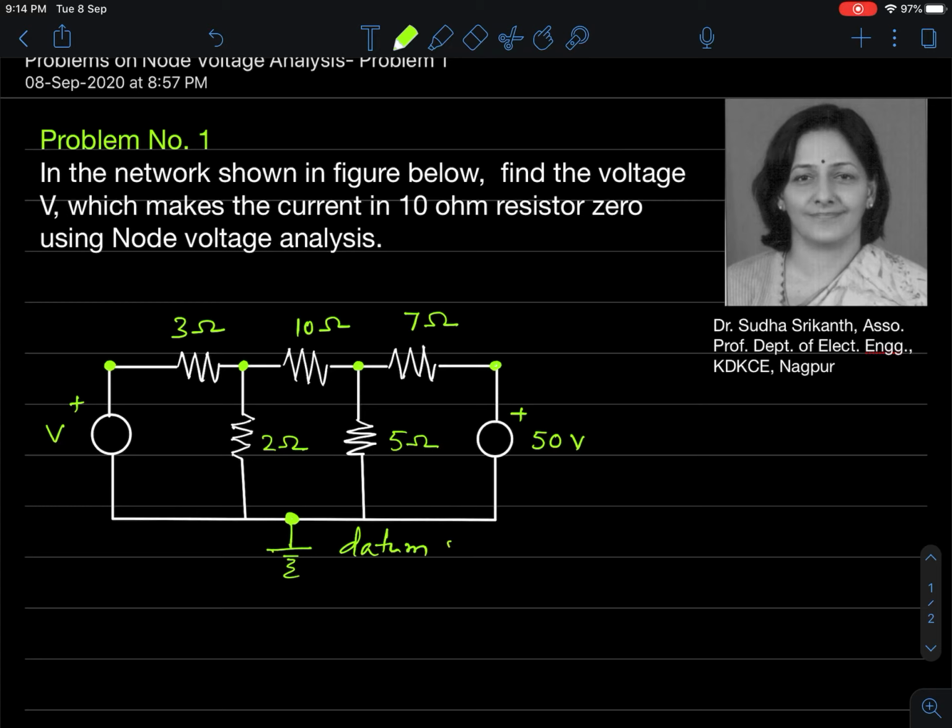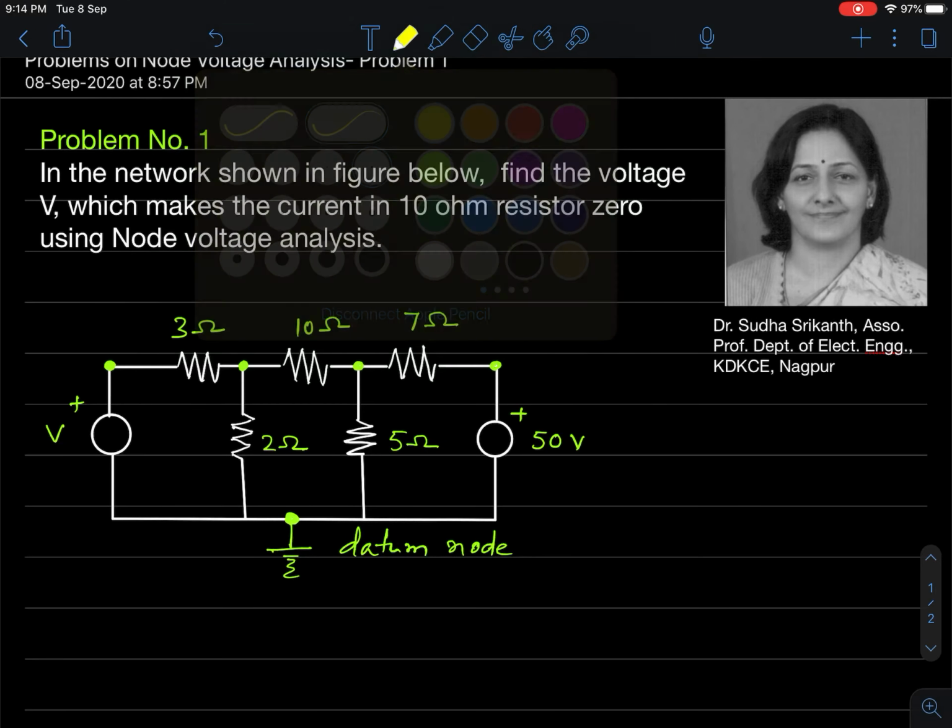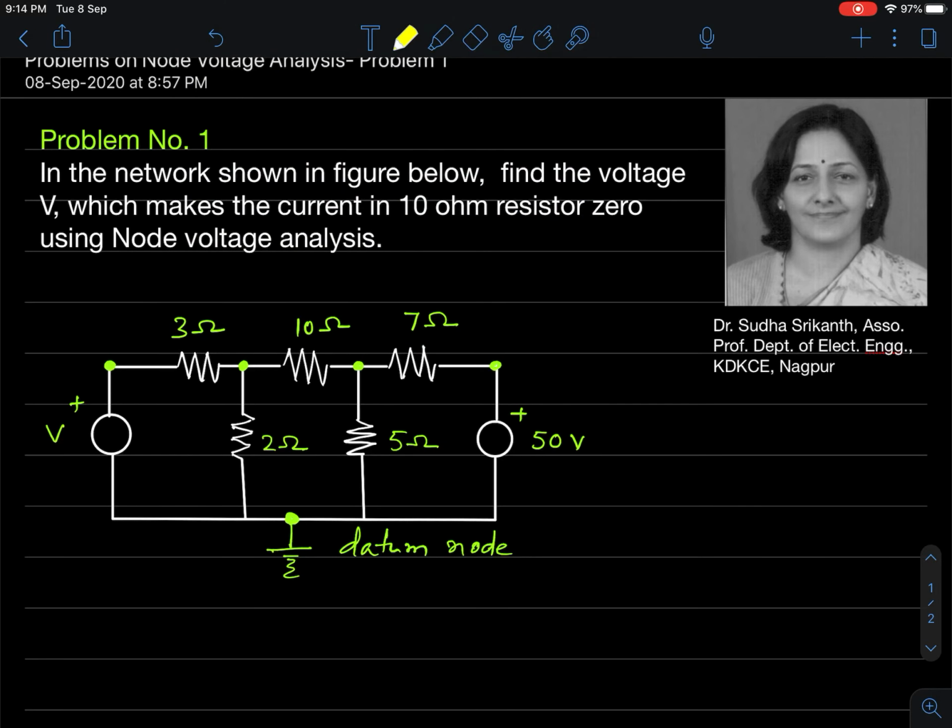Out of the total nodes, one of the nodes, whichever is convenient, is made the datum node. Now with respect to this datum node, I need to designate the potentials of various nodes. This particular node is at capital V volts. I will designate this particular node voltage to be VA, and this one to be VB, and with respect to ground, the potential of this node is plus 50. This is plus V.